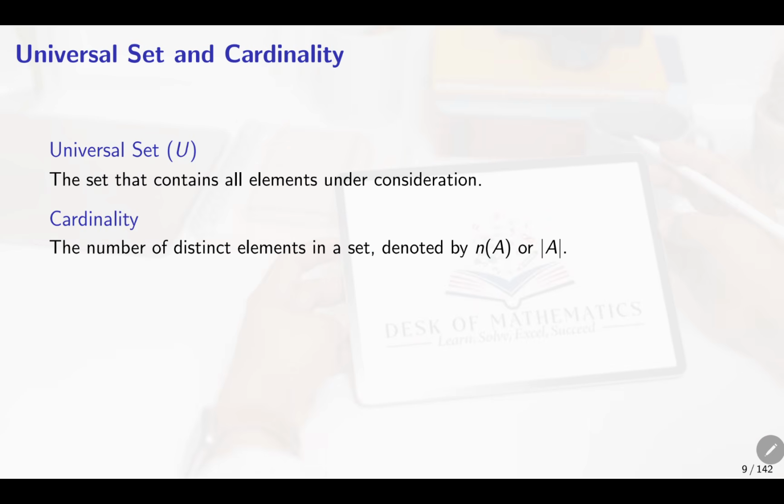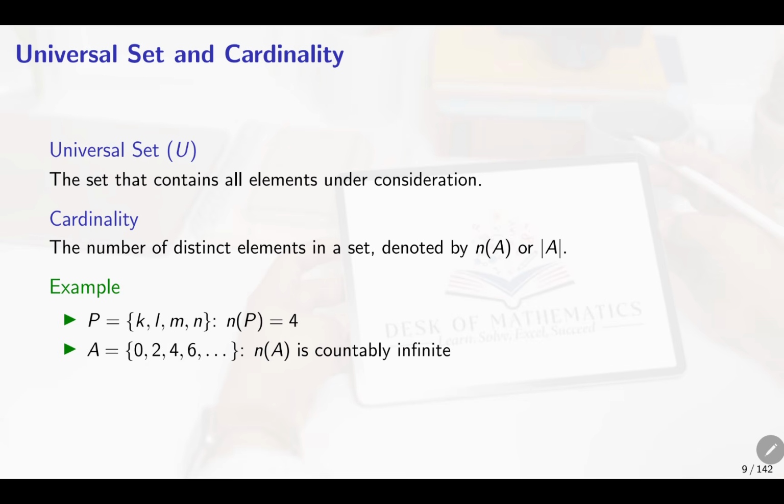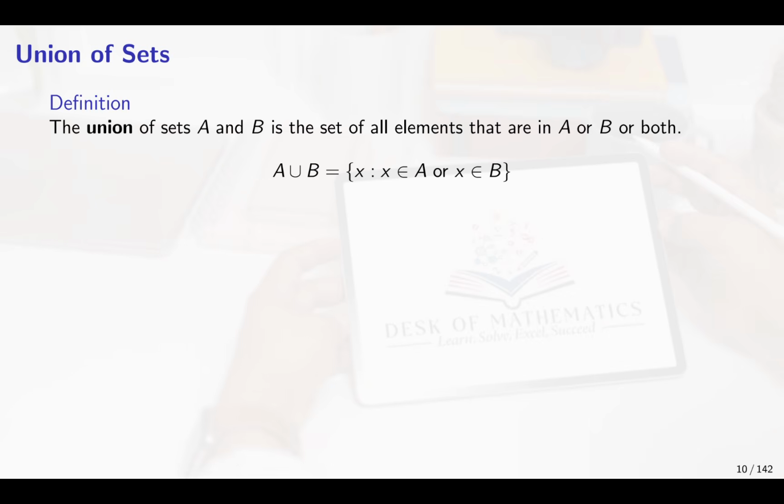Now, what is the cardinality? The number of distinct elements present in a set is called the cardinality, and we denote it by n(A) or |A|. For example, here in the set P you have 4 elements, so the number of elements in P is 4. Similarly, A has infinitely many elements, so it is countably infinite.